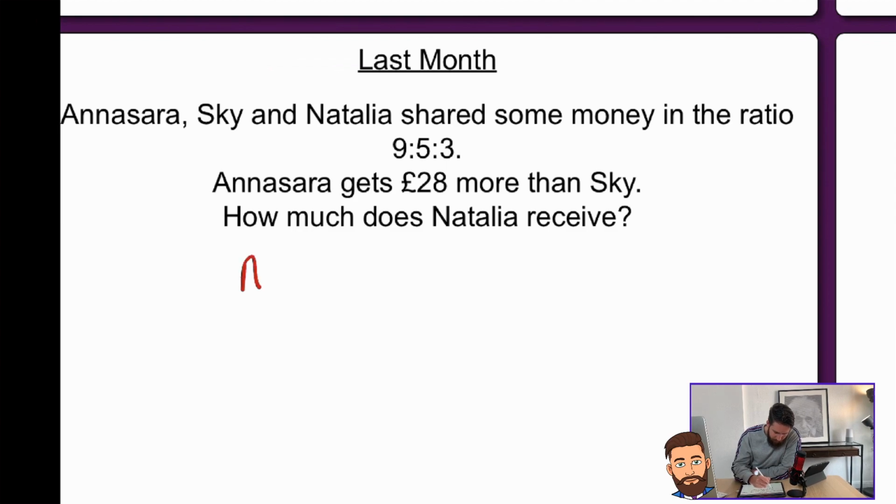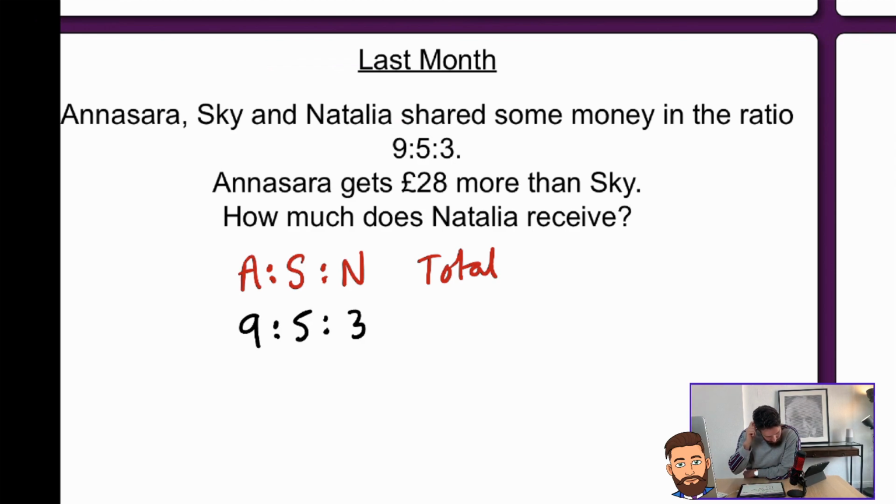So the first thing you want to do is write A to S to N with a total. They share it in the ratio of 9 to 5 to 3. So that is going to be 9 to 5 to 3 with a total of, what's the total there? 9 is 14, 17. This is the bit that usually catches students out. Anna gets £28 more than Sky. So we need to focus on Anna and Sky.